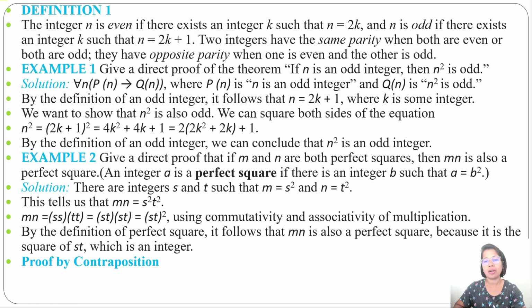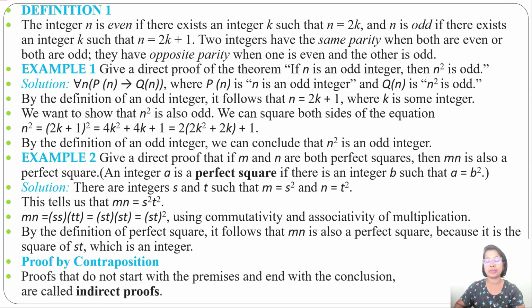In the previous lecture, I already discussed introduction to proof. There I discussed there are mainly two types of proof. One is direct proof, another is indirect proof. I already discussed direct proof with an example. Let's discuss indirect proof. The first type of indirect proof is proof by contraposition.